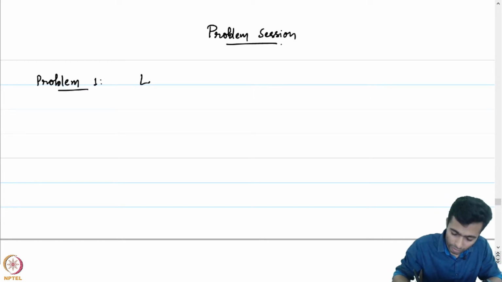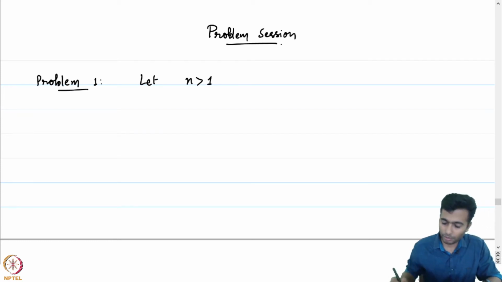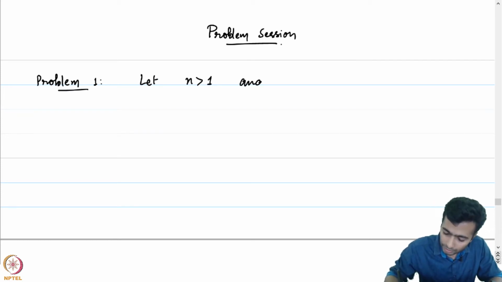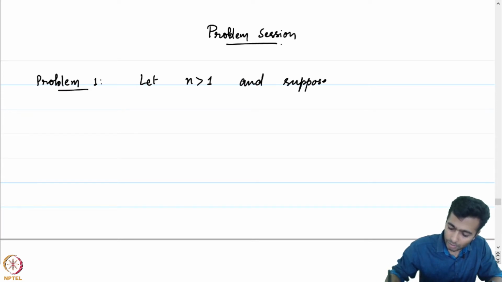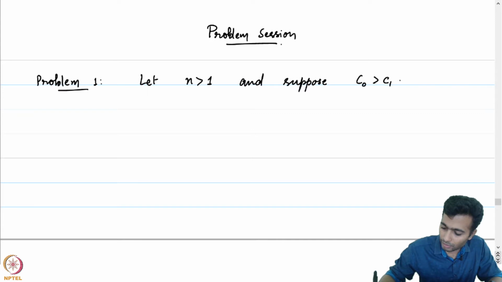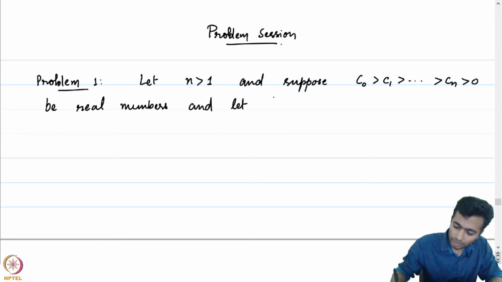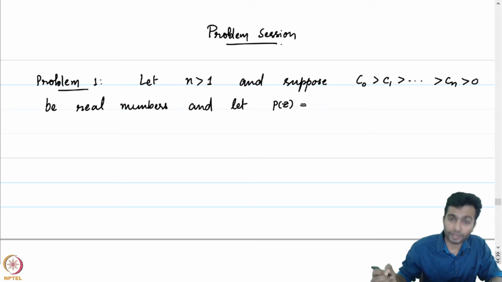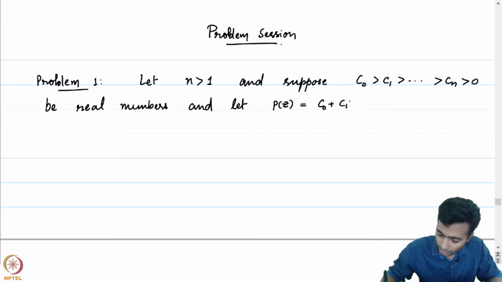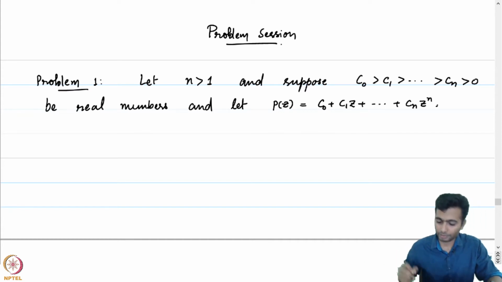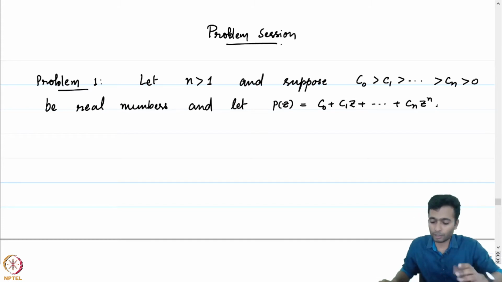Let n be greater than 1 be a positive integer, and suppose C0 greater than C1 greater than up to Cn, which are all positive real numbers, be real numbers. And let P of z be defined to be C0 plus C1z plus up to Cnz to the power n. So we have a polynomial with real coefficients.